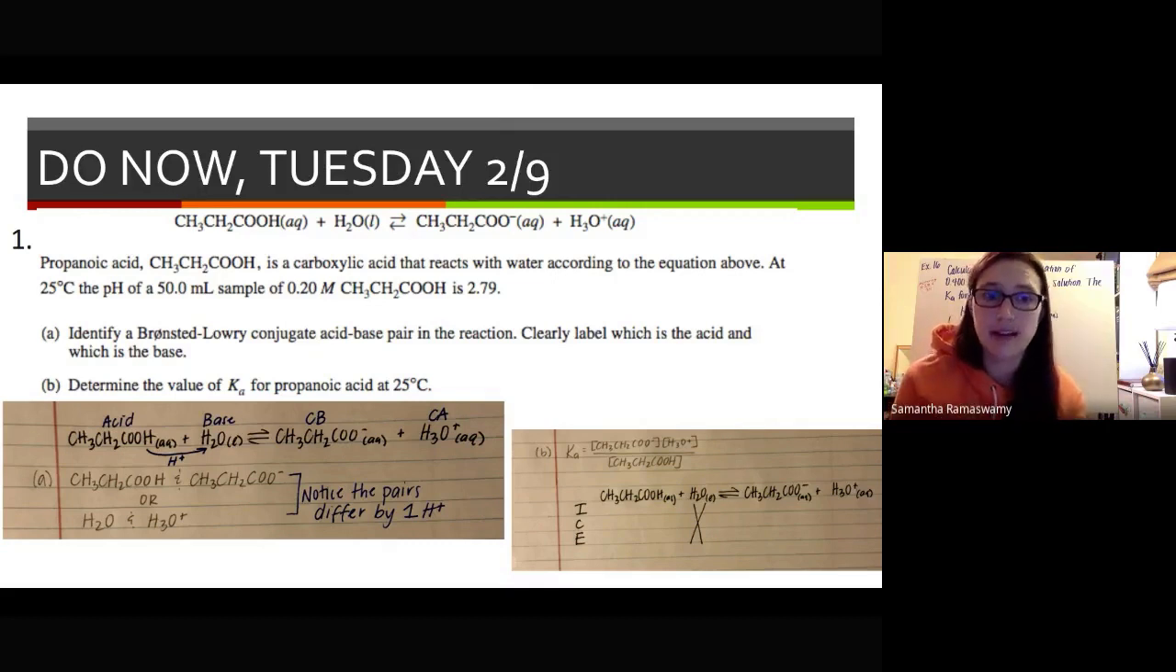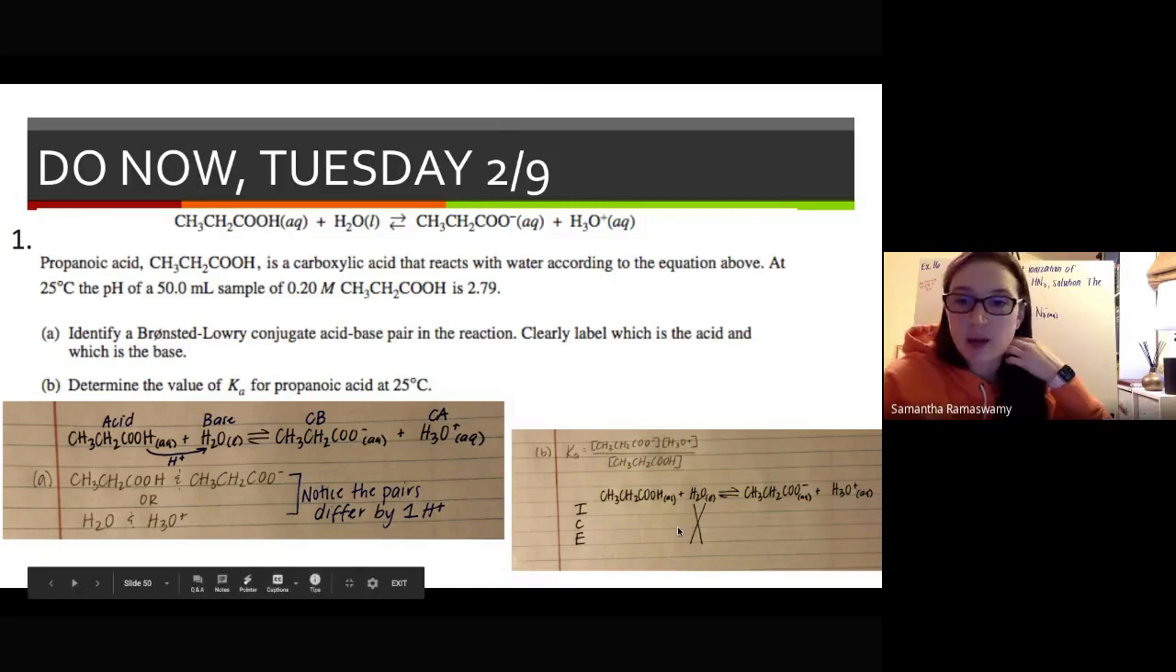So that's part A. And then part B says determine the value of Ka for propanoic acid at 25 degrees Celsius. So determine the value means that we need to calculate it, right? We can't just look it up in Appendix D. So if we need to calculate Ka, remember, this is a weak acid. Notice the double arrow; it exists at equilibrium.